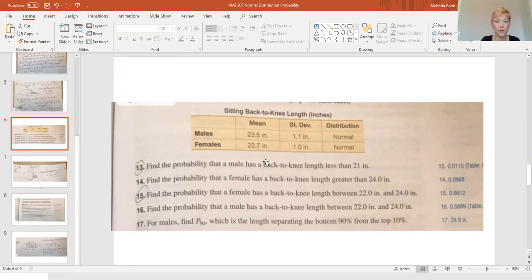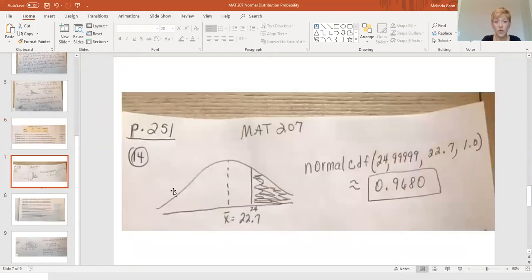So we're going to work number 14. Find the probability that a female has a back to knee length greater than 24 inches. Make sure that you're using the female row when you do this. Look what I did. I drew my normal curve. That 22.7 is the mean for females. It wanted to know the probability that it was greater than 24 inches, so I put 24 and I shaded to the right because it was greater. So 24 is my left endpoint, but I'm missing my right endpoint.